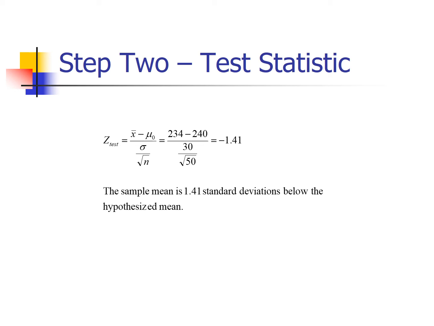Again, you shouldn't just look at these things. You should be pausing the PowerPoints. You should be pulling out your calculator, your pen, your paper. You should be verifying all this. I get negative 1.41. The negative means that it's below the hypothesized mean. The 1.41 means that the sample mean is 1.41 standard deviations below the hypothesized mean.